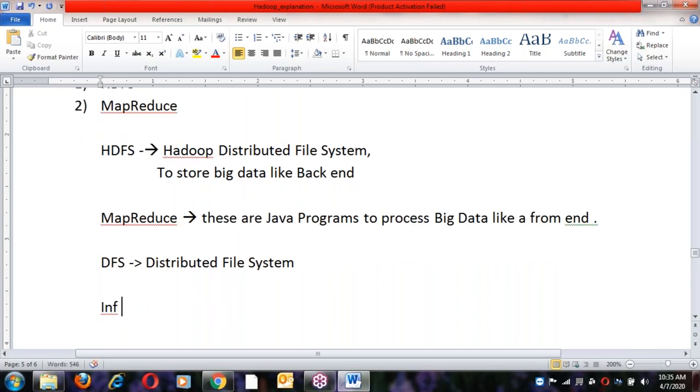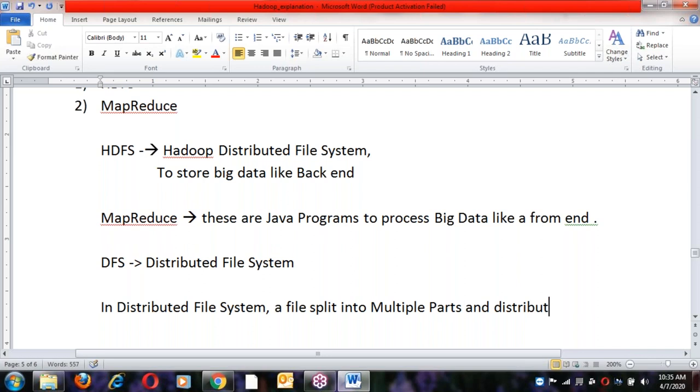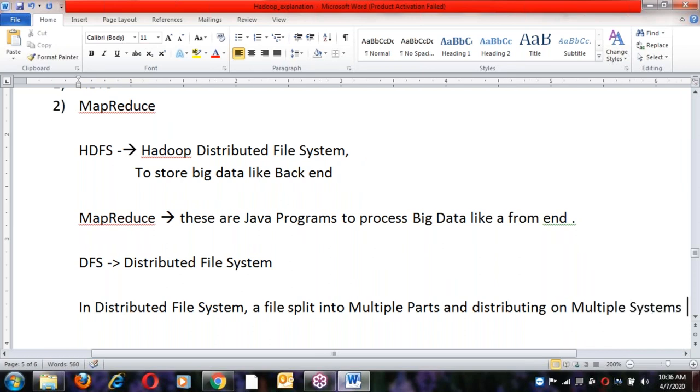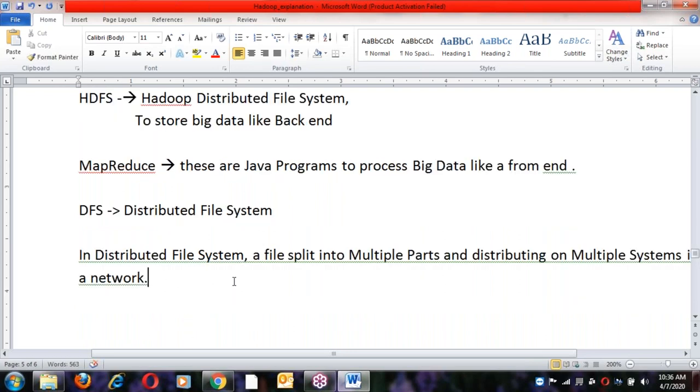In a distributed file system, a file is split into multiple parts and distributed onto multiple systems in a network. That means one file is divided into multiple parts, multiple blocks. So one file stored on multiple systems is called a distributed file system.